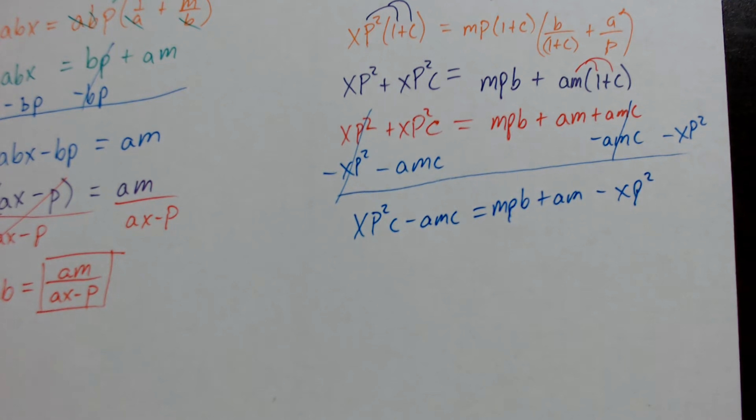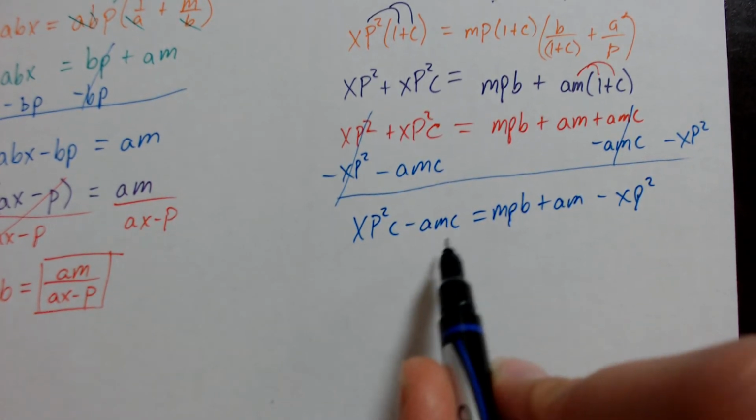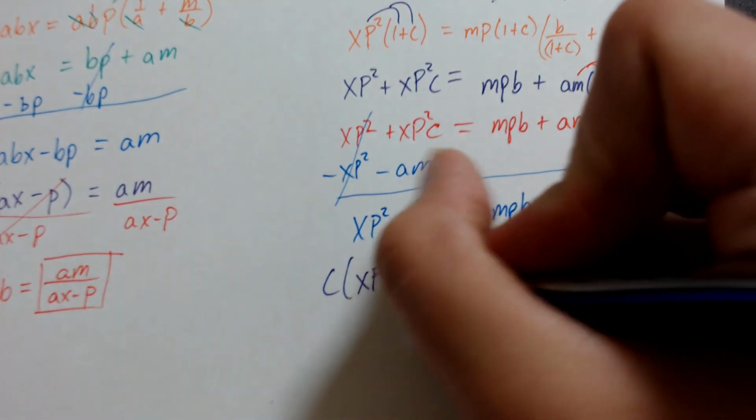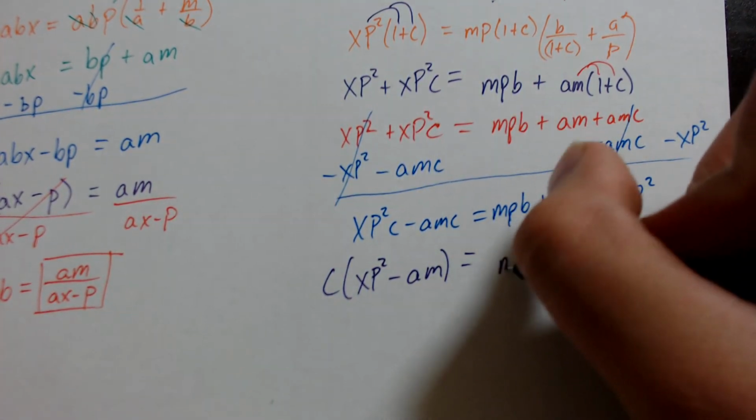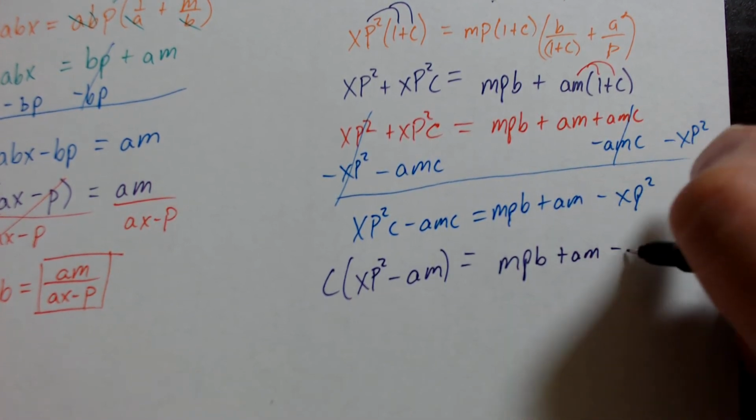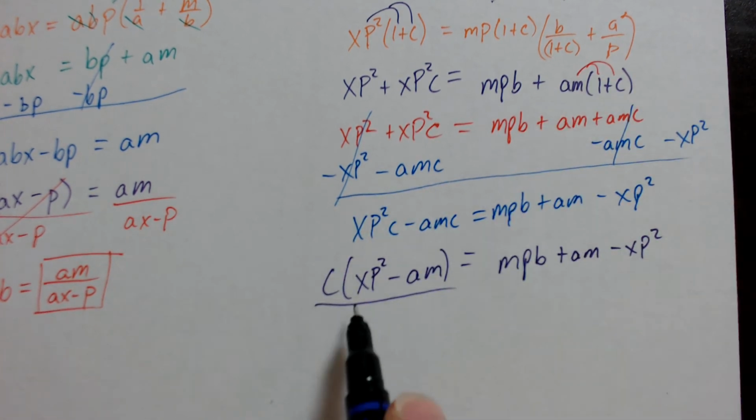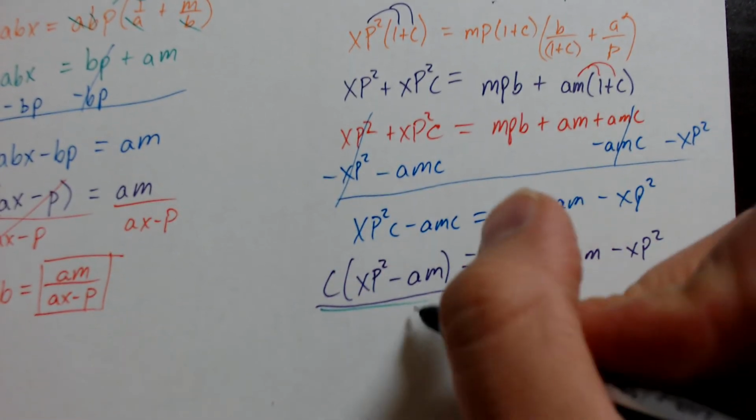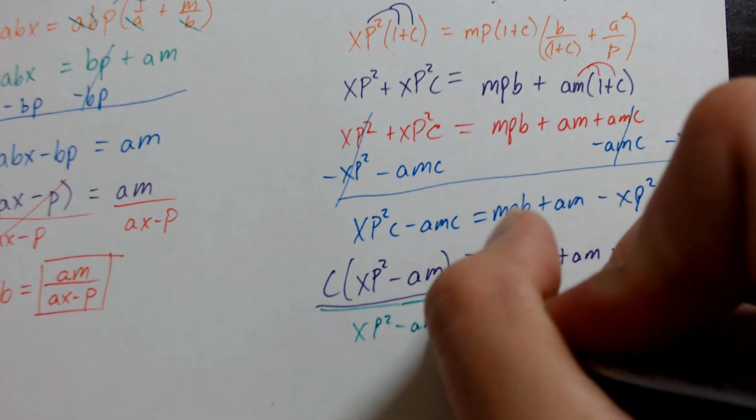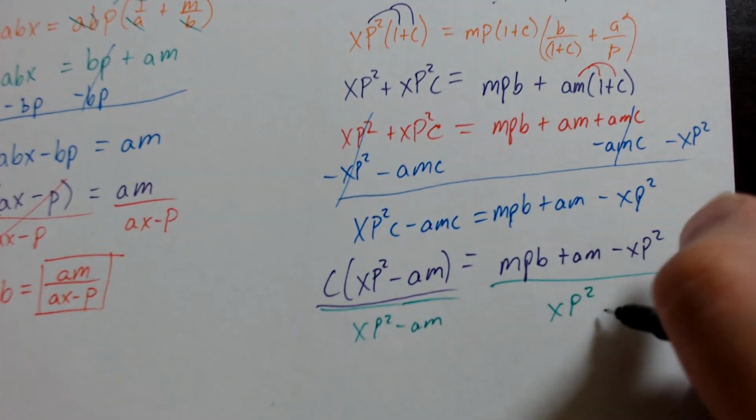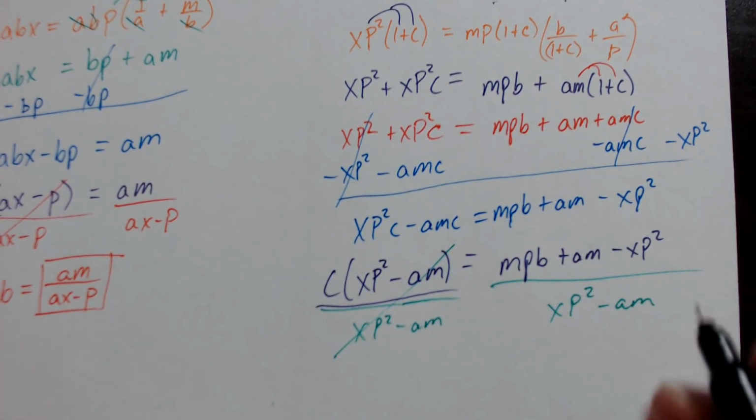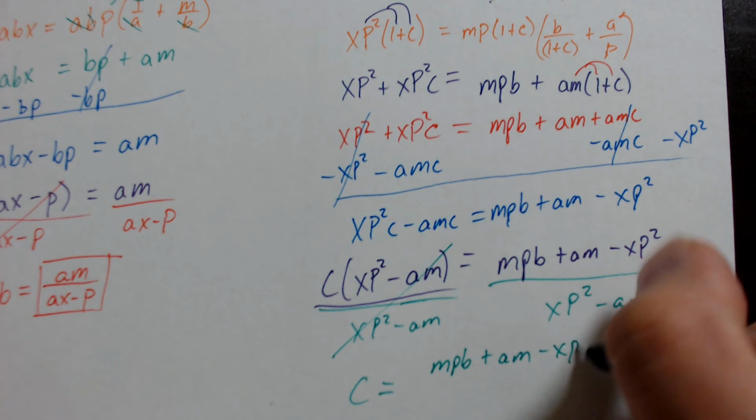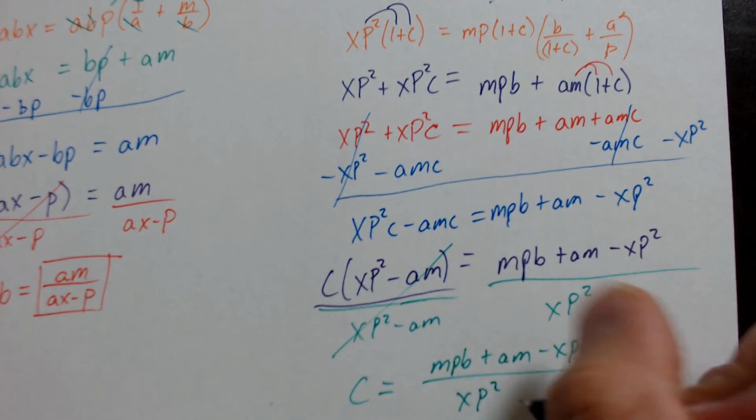Again, we get to our factoring step, which is where we find our unknown of c, and we pull it out of this side as a common factor. So that's going to give us c times parentheses xp squared minus am. And that's going to equal all of this, mpb plus am minus xp squared. And then I'm just going to divide by xp squared minus am. Now let's do that in green. These cancel, and then this becomes my answer. So I have c equals mpb plus am minus xp squared all over xp squared minus am.